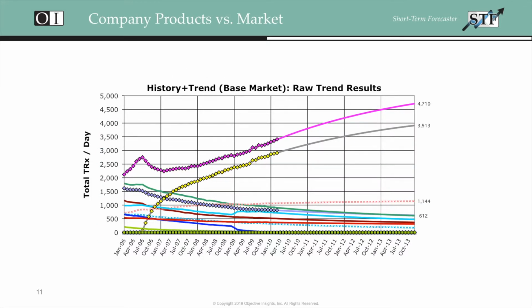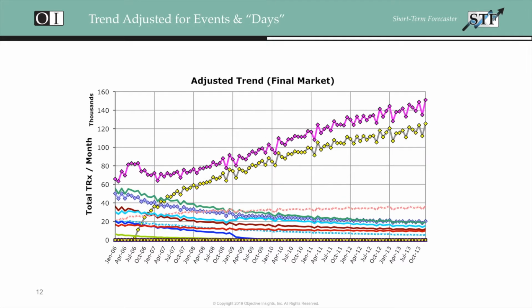So here are just some examples of the graphs that you'll see in the model. Here's a graph of total prescriptions per day, and you can see that, number one, there are multiple products being forecasted, and each one of these products has a trend associated with it. And this next graph is total prescriptions per month. This is a noisier graph. What we did in the previous graph is that we took out the calendar factors, the noise, to get a good trend. Here we put them back in.